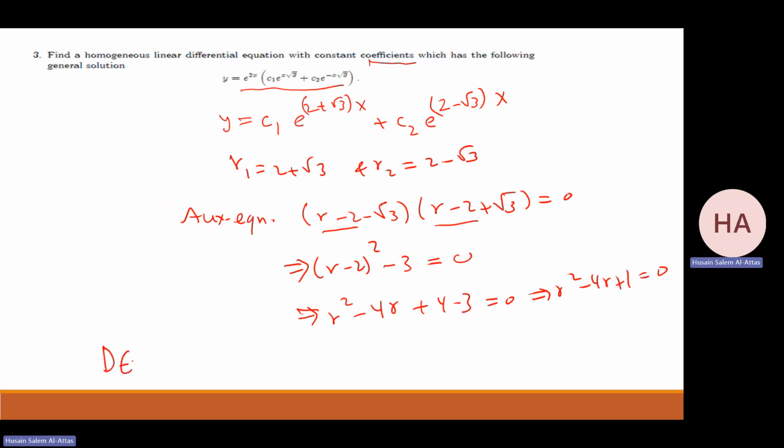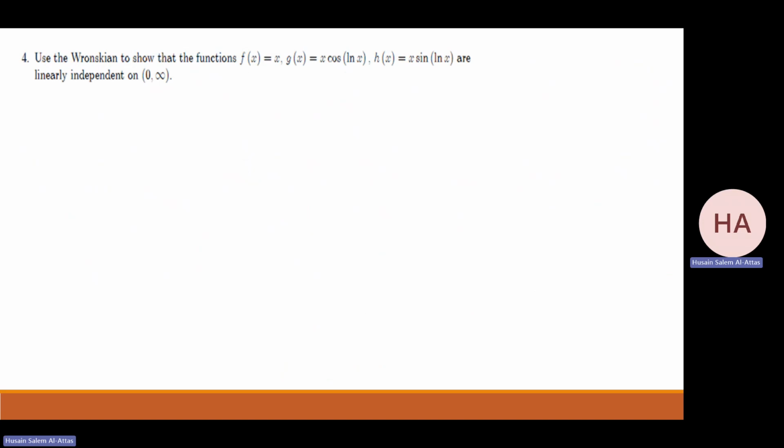What will be my differential equation? Y double prime minus 4y prime plus y equals 0. That will be the differential equation. Use the Wronskian to show that the functions are linearly independent. Okay, I'll work it out.